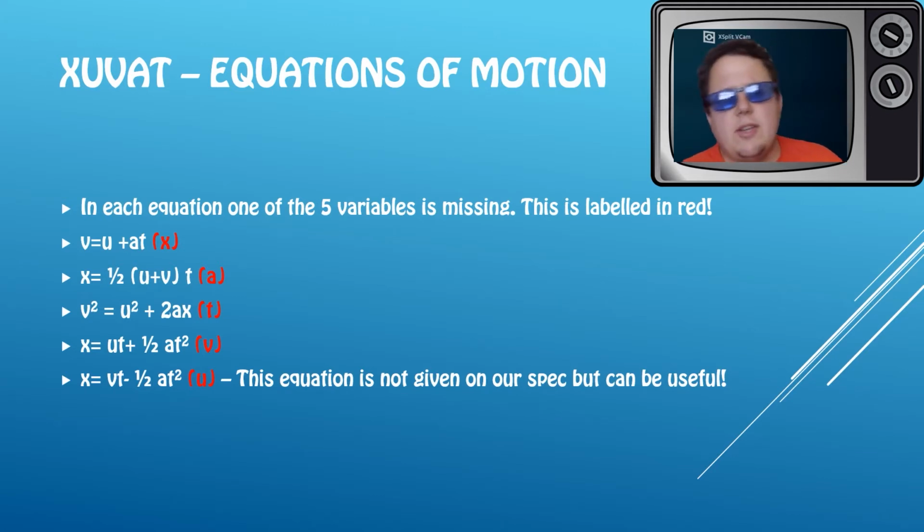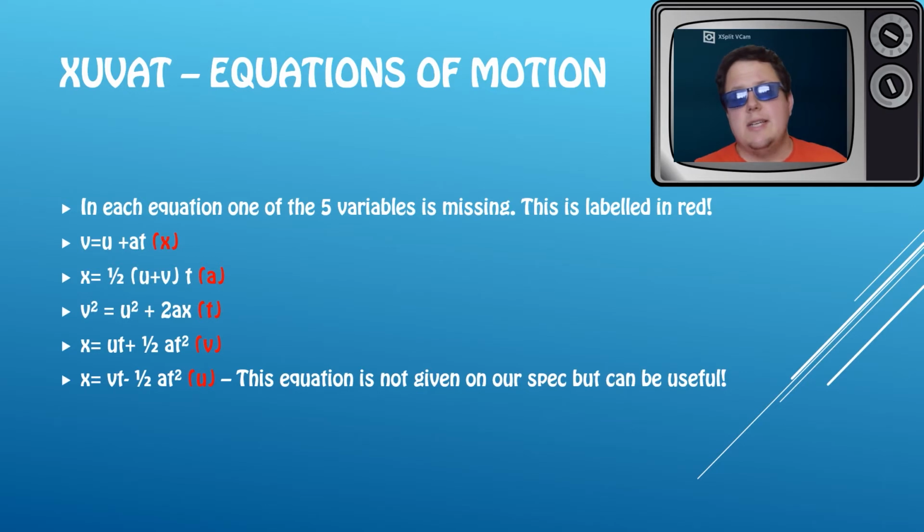Basically the reason we have 5 of them is we have 5 XOVAT variables, so each equation has one thing missing. So our first one, v equals u plus at, there's no displacement in that. So if you are only given final velocity, acceleration and time, you could work out initial velocity using this. So if there's no mention of displacement, you can use that equation.